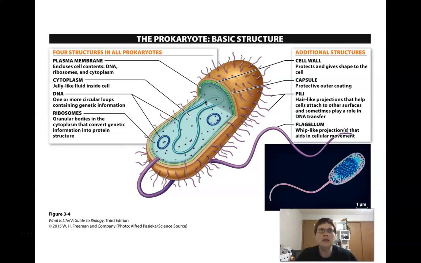We'll pick up in the next lecture with the eukaryotes, because actually that's all I have on the prokaryotes. We'll see more about the prokaryotes in the microbes chapter and in the cell division chapter, but they're pretty simple, basic cells. That's all they've got going on as far as structures. Eukaryotes are much more complex.